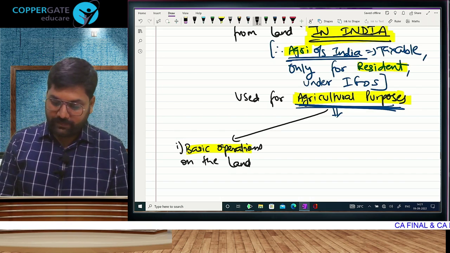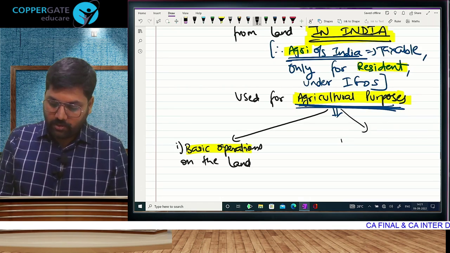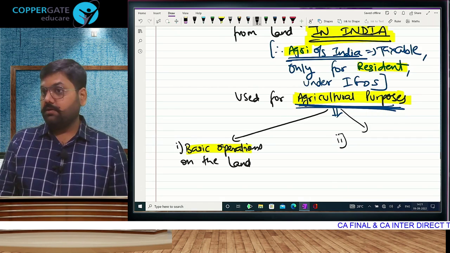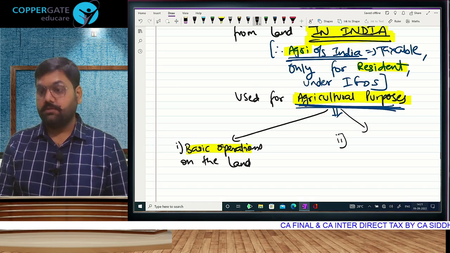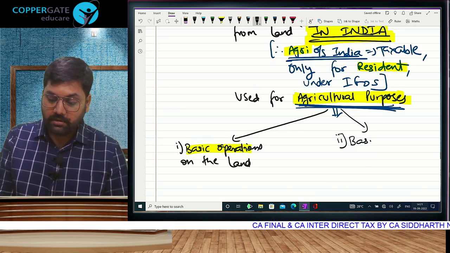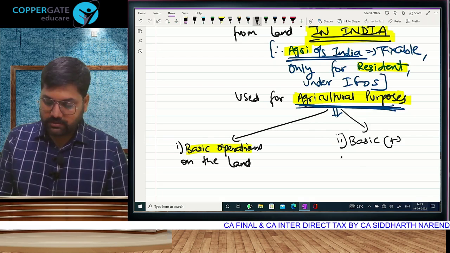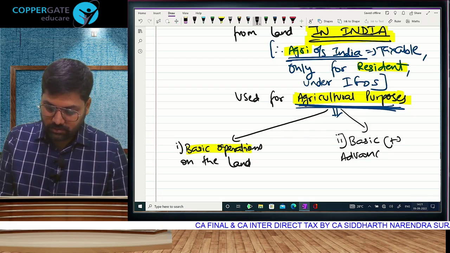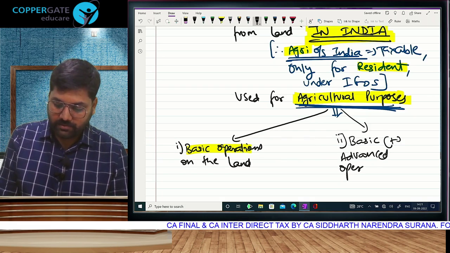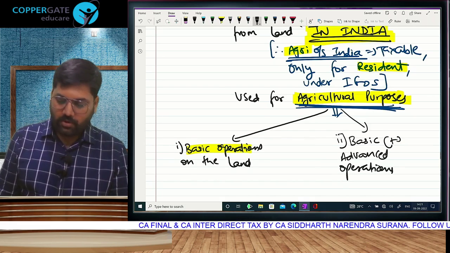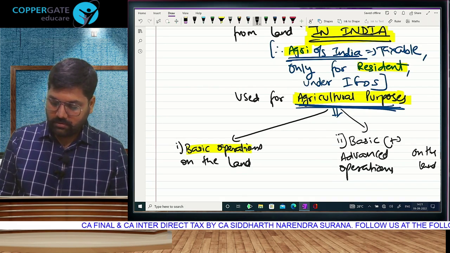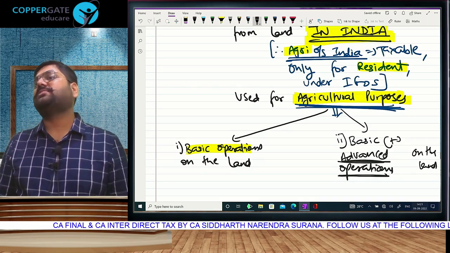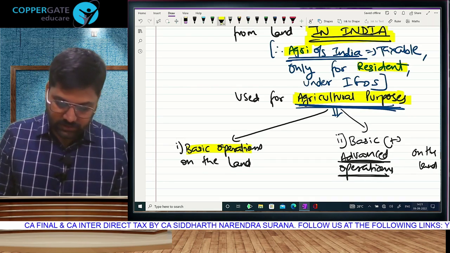So that's one thing. Second, observe carefully, otherwise there is likelihood of confusion. Basic plus advanced operations on the land. Basic plus advanced plus.